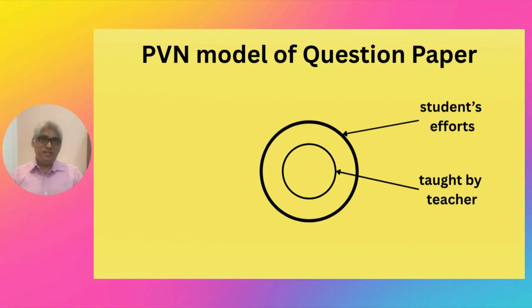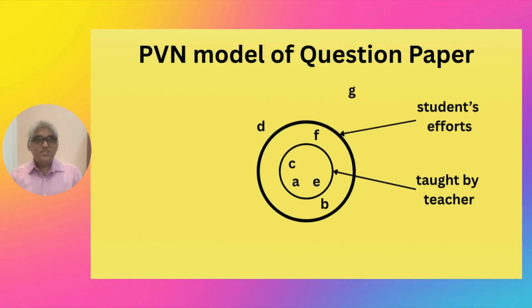Now, when that student appears for the exam, what happens is this. Now look at this diagram. Some questions in that question paper, say for example A, C, E, I am taking this only as a representation, are based on the knowledge given by the teacher or whatever the classroom knowledge. So if the student confines his study up to that only, then he can solve these questions A, C, E, etc. Now those who have taken more efforts, they can solve the questions B, F, etc.